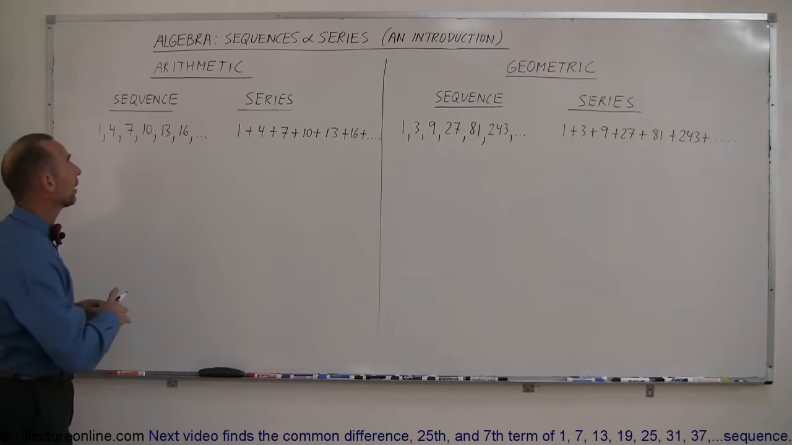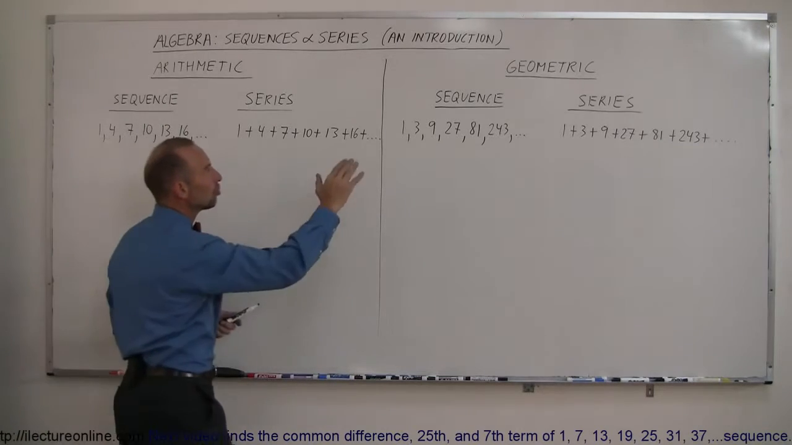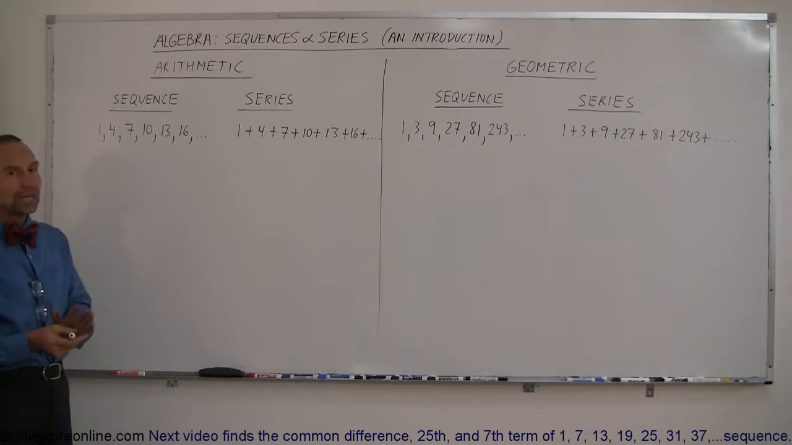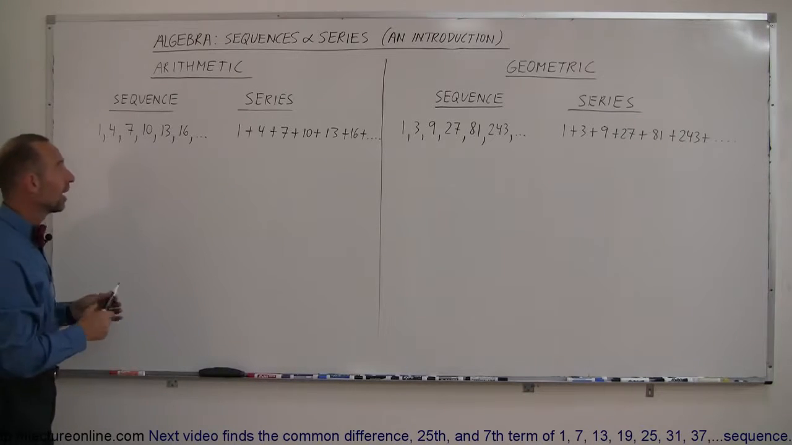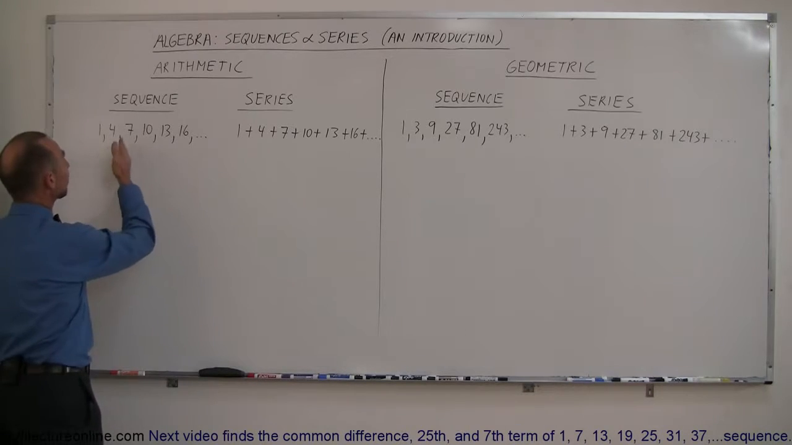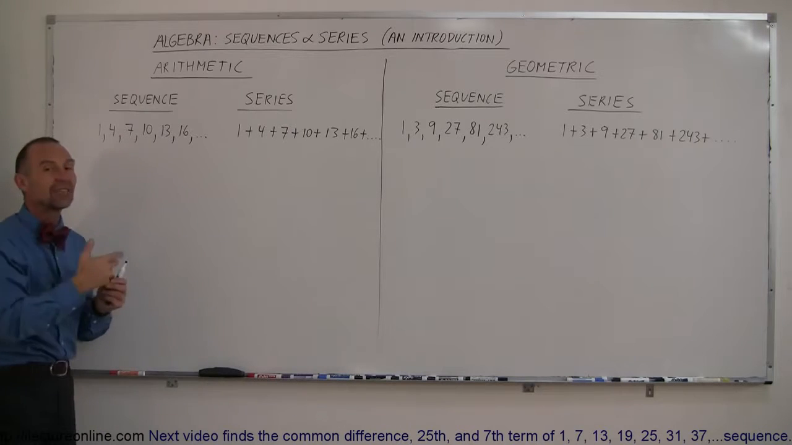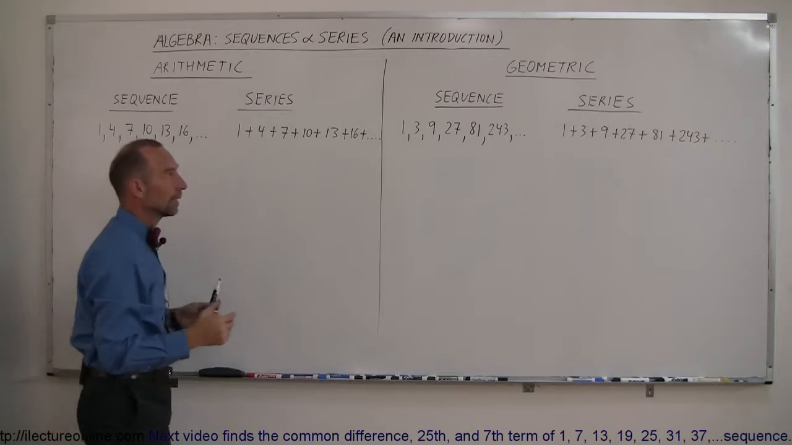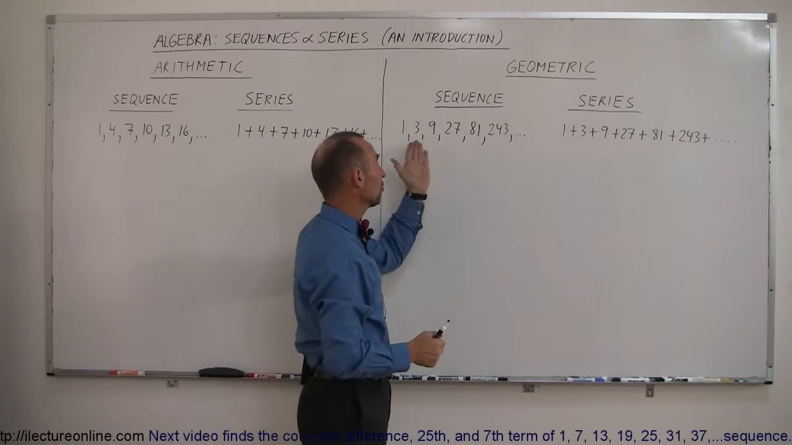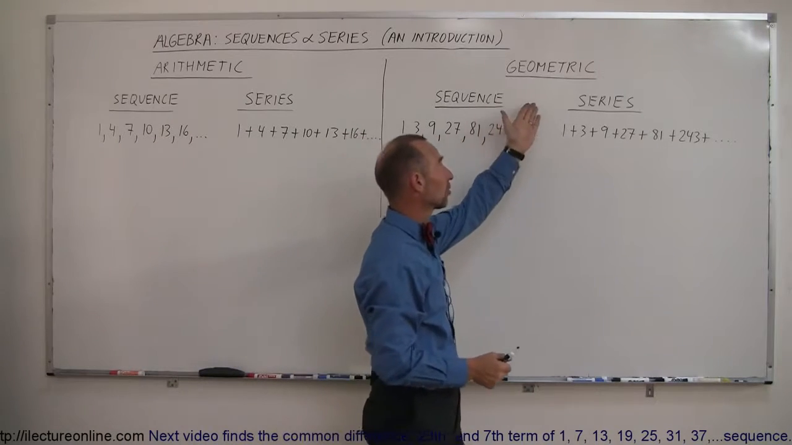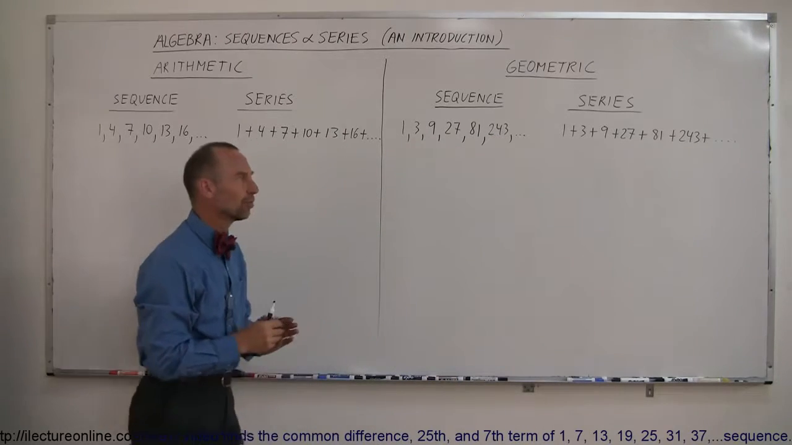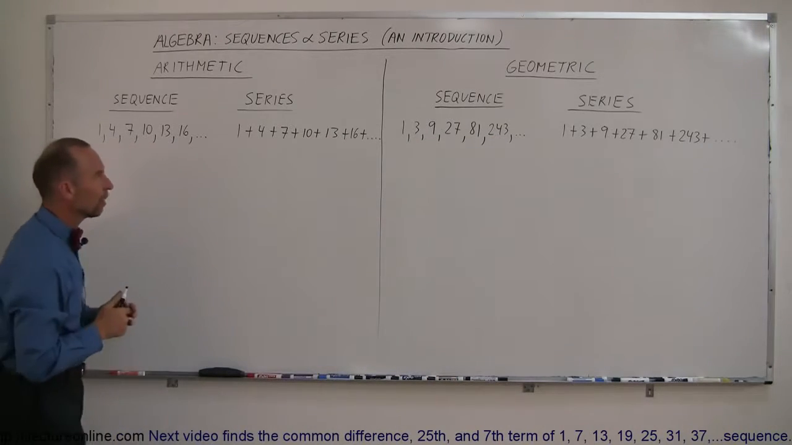We can either have an arithmetic or a geometric sequence or series. And the only difference between a sequence and a series is that in a sequence you simply write out the numbers with a comma in between, you just list the numbers. In a series, you add the numbers together. Again, in a geometric sequence, you simply list the numbers. In a geometric series, you add the numbers together. But they're not just any set of numbers. There's a very specific type of number.